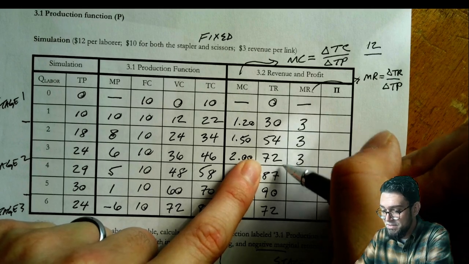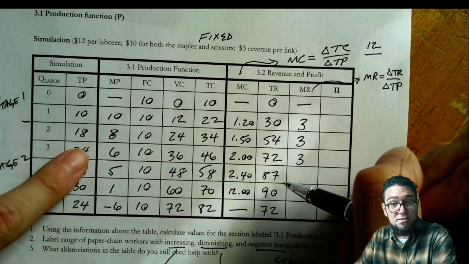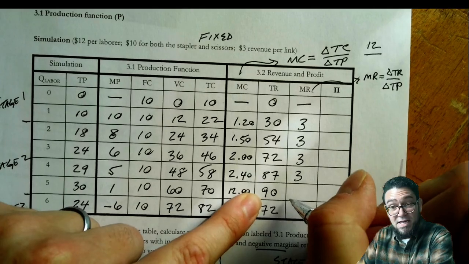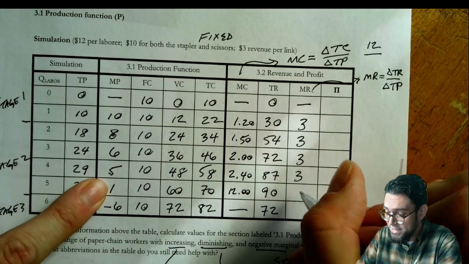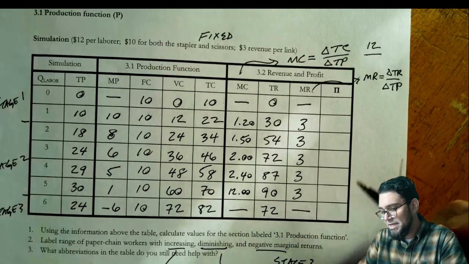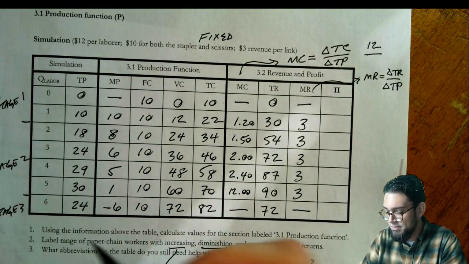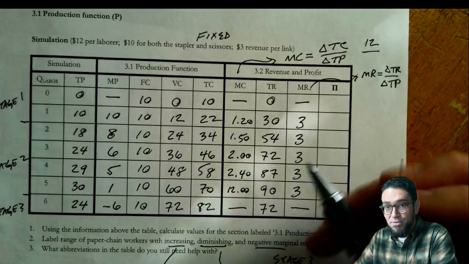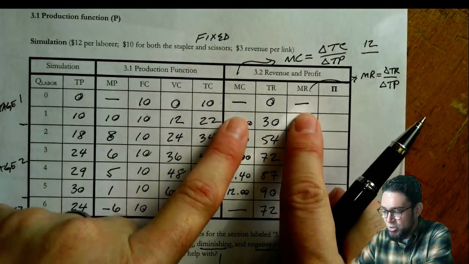Then this one is 72 to 87. 15 divided by 5 is 3. And then 87 to 90 is 3, divided by 1 is 3. And again, I'm not going to calculate that last one because it's really kind of irrelevant to our purposes. We know we're not going to hire that worker no matter what. Now, what we can do is quickly compare marginal cost to marginal revenue.